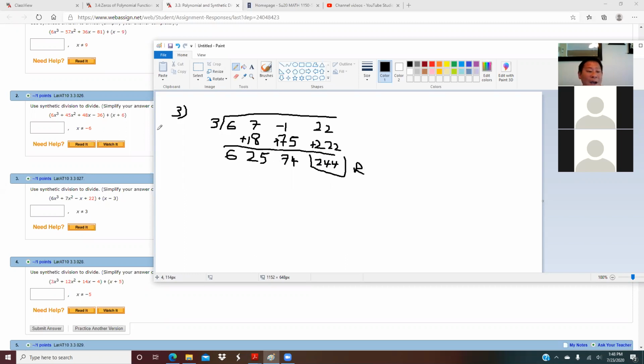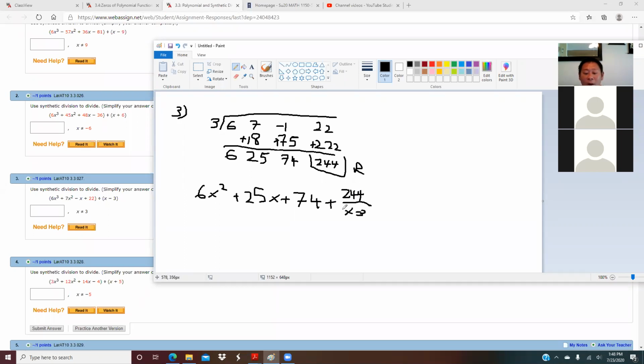So this starts with the power 3, so your answer here will be power 2, 1 less. So don't forget, you start with power 3, and this one is 1 less. If you start with power 4, then this is power 3. Okay, so your answer should be 6x squared plus 25x plus 74 plus 244 over what you divide with, in this case, x minus 3.